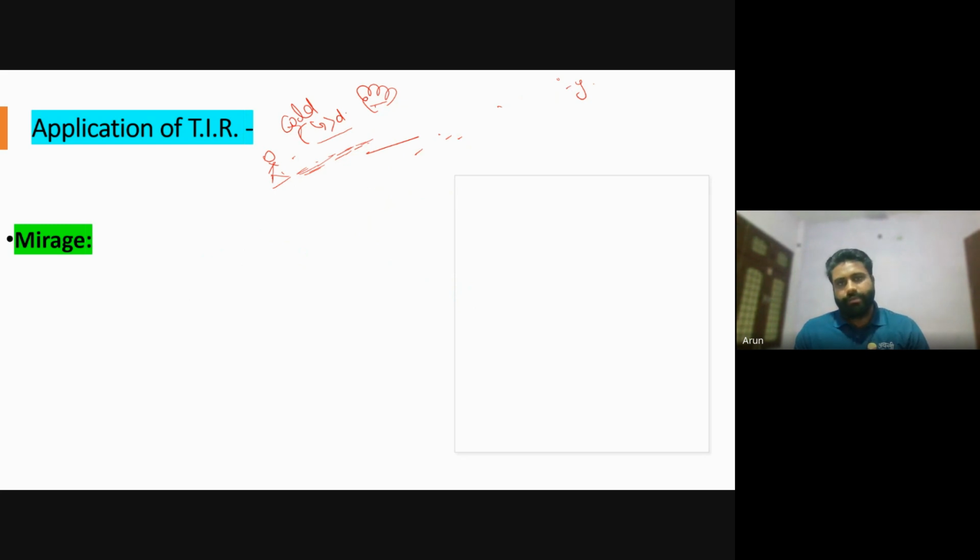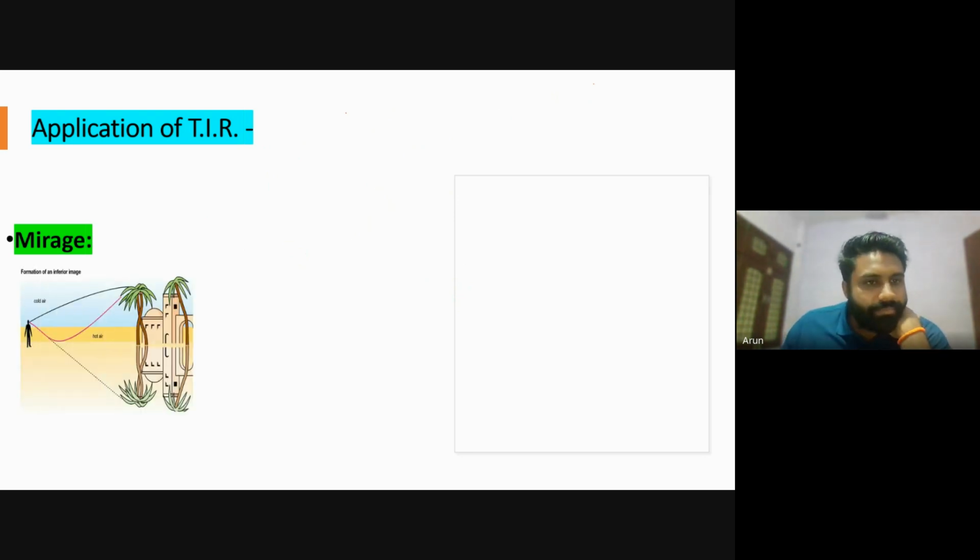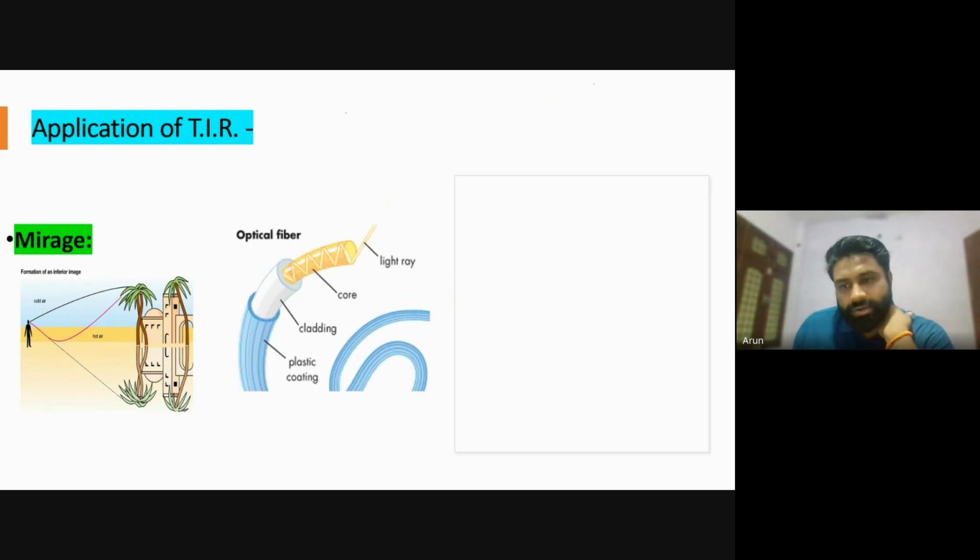I hope you got this one. So mirage, you have got it. You can see in the picture also, hot air, cold air, the ray appears to be moving from the downside. If you see, they are coming from this direction. Next is the optical fiber. The application of this is the optical fiber.